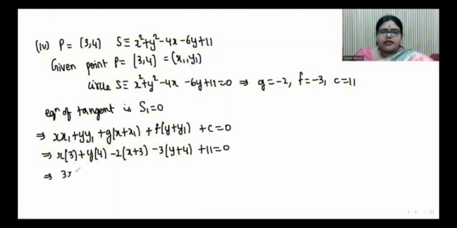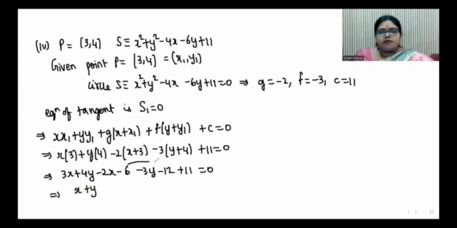So that is 3x plus 4y minus 2x minus 6 minus 3y minus 12 plus 11 is 0. So 3x minus 2x is x, 4y minus 3y is y, minus 6 minus 12 is minus 18, minus 18 plus 11 is minus 7, equal to 0. This is the final answer.